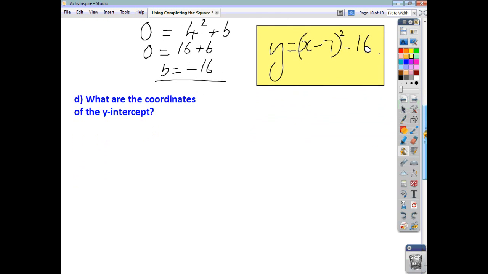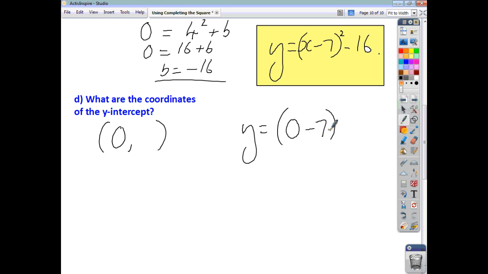Now the last thing you're asked is to find the coordinates of the y-intercept. Now you know the y-intercept occurs when x is 0. So we can start off by saying, well, our answer is going to be (0, something). So what value of y partners with an x value of 0? Well, we just go and use this. And we say y equals, and instead of x, we'll replace x with a 0. Negative 7 squared is 49. 49 minus 16 is going to be 33. So our y-intercept is going to be (0, 33).